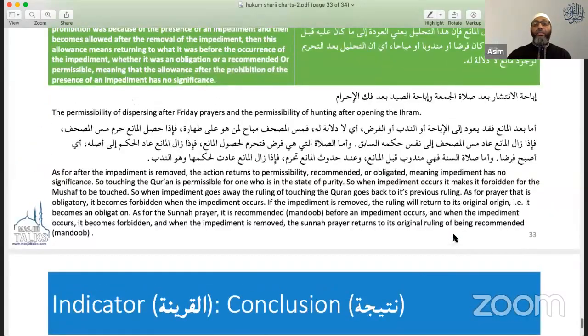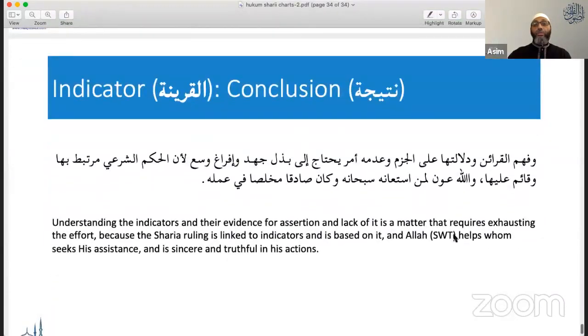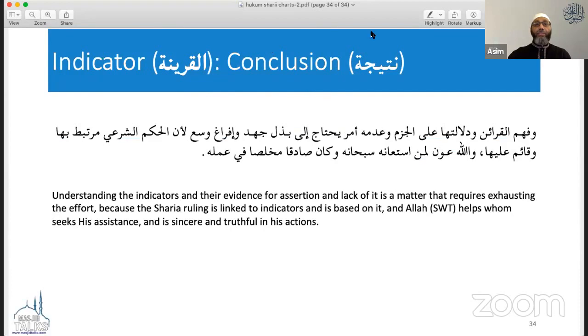Okay, these are the qara'in that I wanted to talk about. At the end, I just want to make sure that we understand that understanding the indicators and the evidences for assertion and lack of assertion, meaning the jazim and ghair jazim, is important for extracting the rules, the hukum Shar'i, and exhausting all efforts, because hukum Shar'i is linked to indicators and based on them. May Allah subhanahu wa ta'ala help us all.